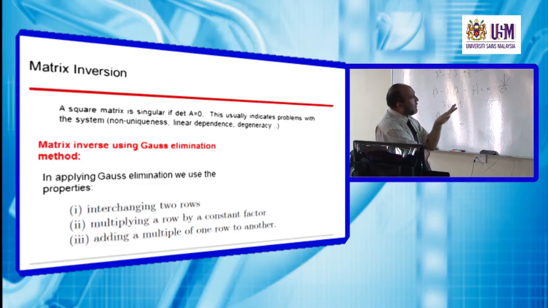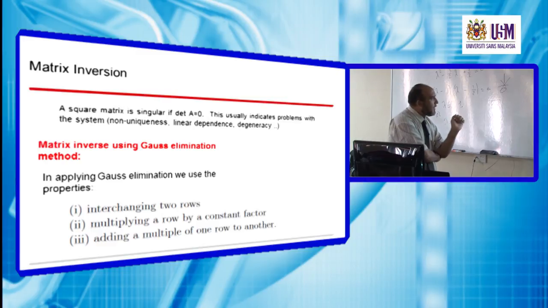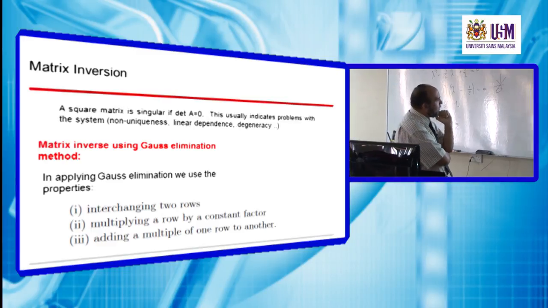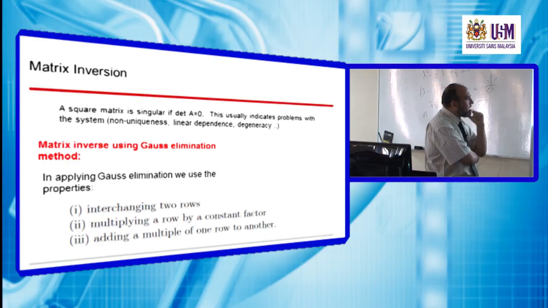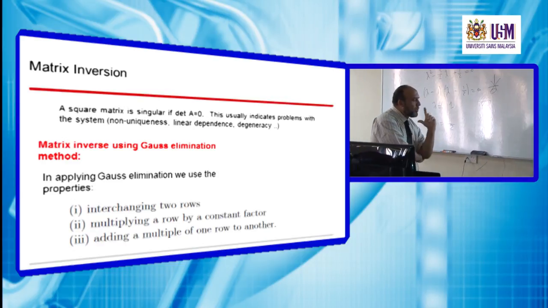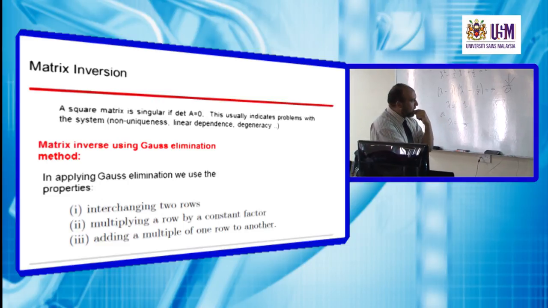When I have determinant equal to zero, in this case, I have a non-unique solution. You know, in linear algebra, we have three kinds of solutions. We have a unique solution, we have a non-unique solution, and we have no solution. So when the determinant of a matrix A equals zero, I may have a non-unique solution, I may have linear dependence or degeneracy between the vectors or the equations comprising the linear system.